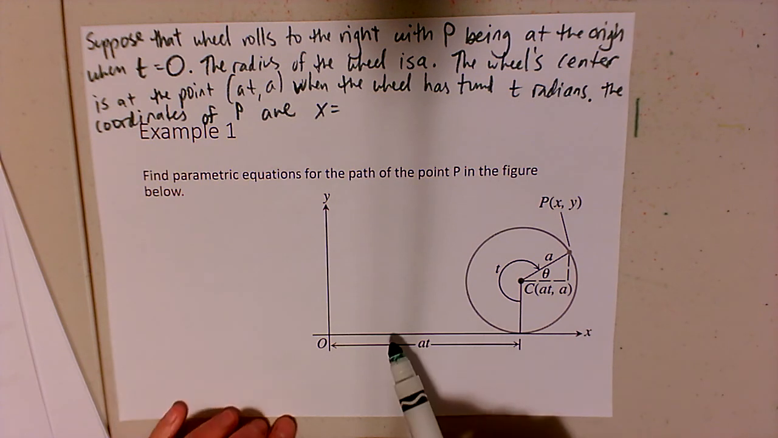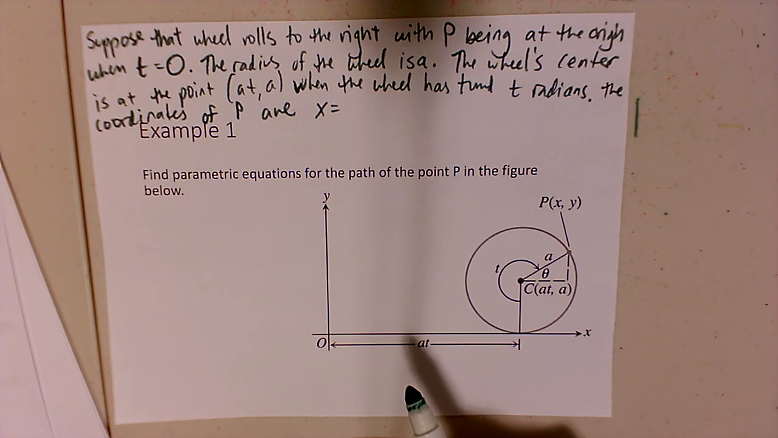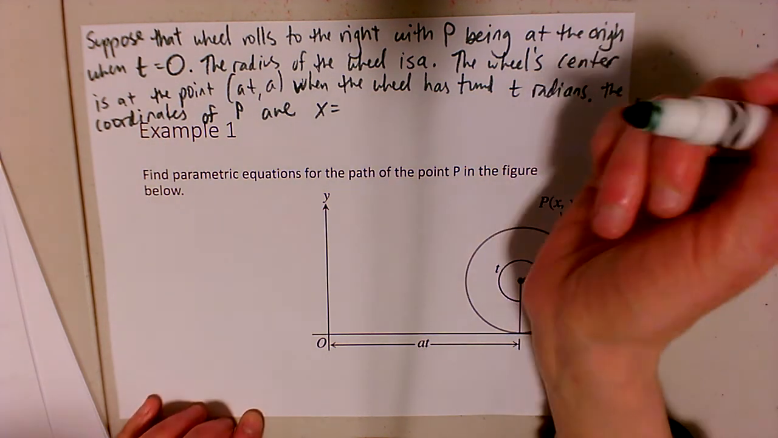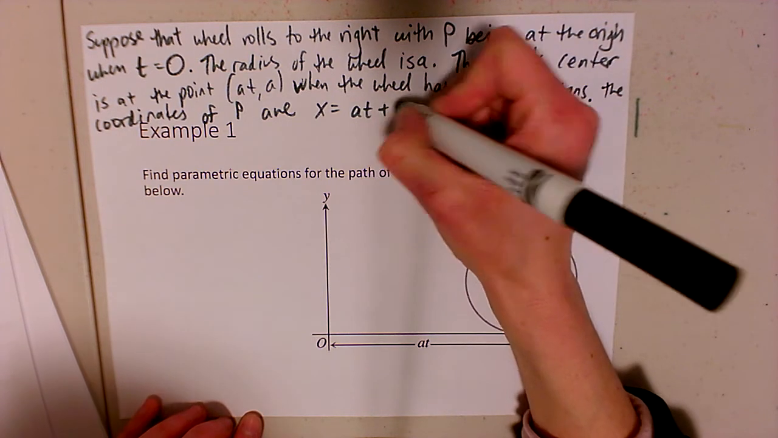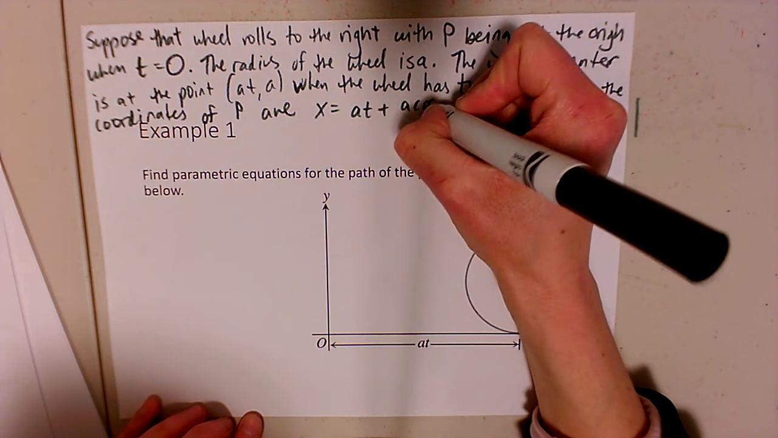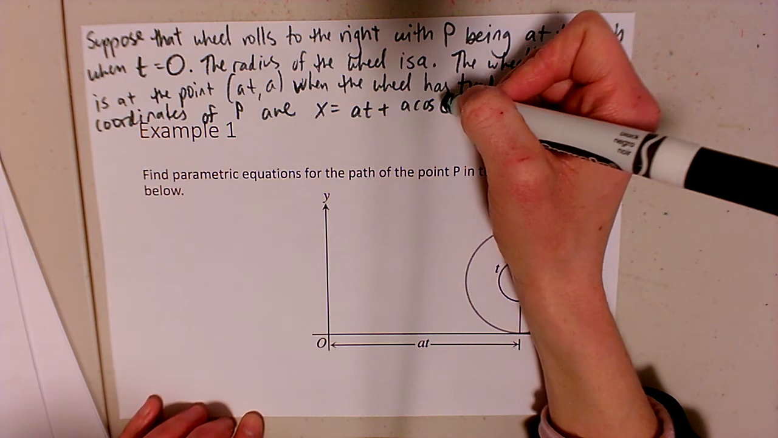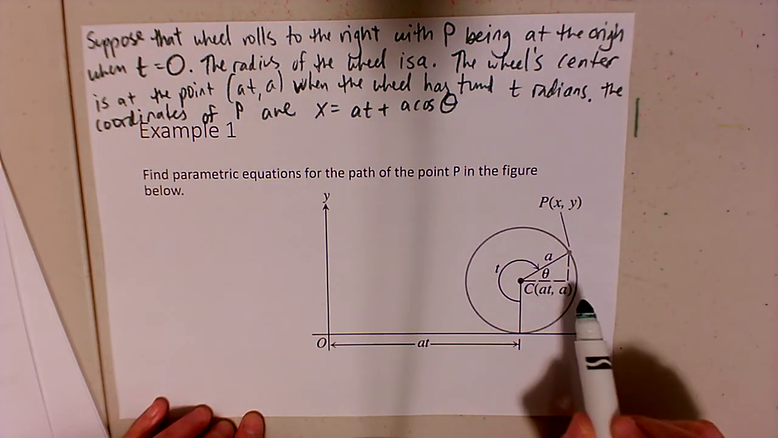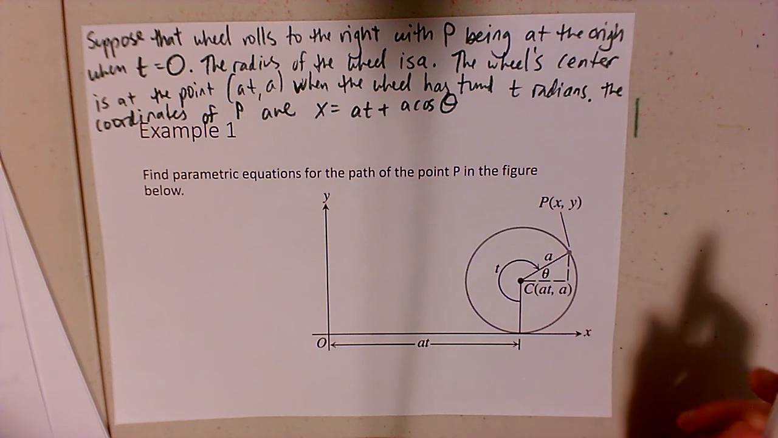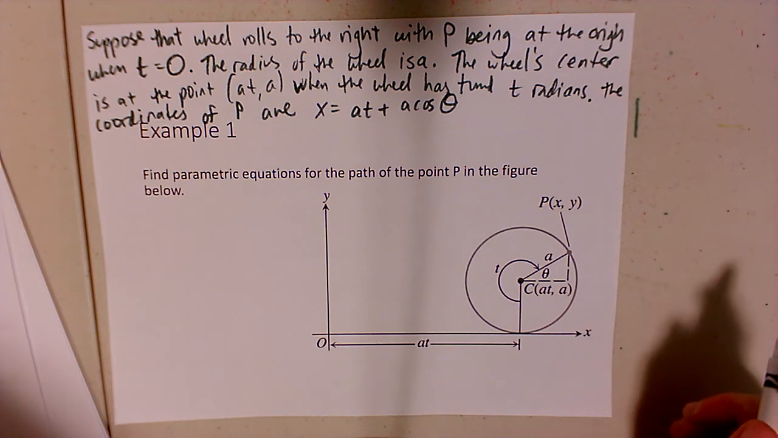So what if we had only turned so many radians and we were right here? What would our distance from the origin there be? And so it's going to be AT plus A cosine theta. And so theta is this theta right here, and that's the degrees that we've turned, or the radians that we've turned.